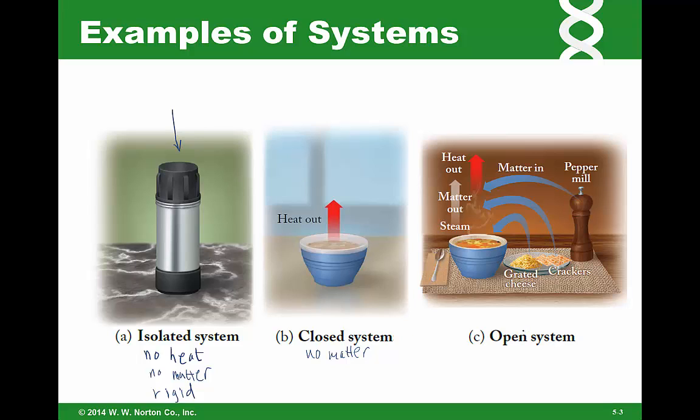Finally, an open system means that, yes, matter can come in and out. Like we might take our soup and add some crackers to it, or some grated cheese, or some pepper. So matter can come in, matter can come out, the steam can come out, and heat can come out as well. So this would be a completely open system.